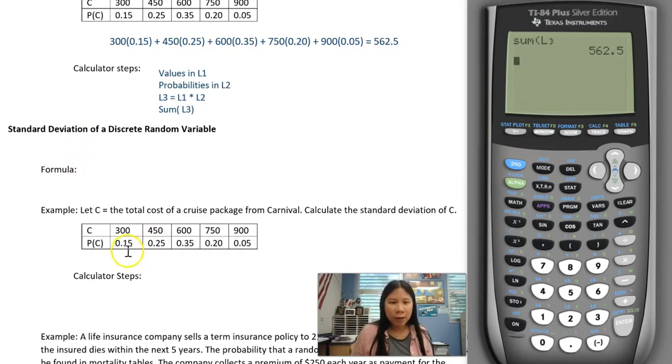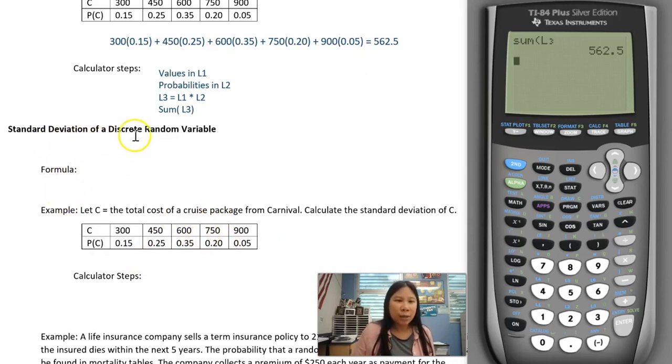So here we are talking about how spread out all our values are based on the probability amounts as well. Because if you have a higher probability for a certain one of your numbers, then that increases the spread for that particular number.